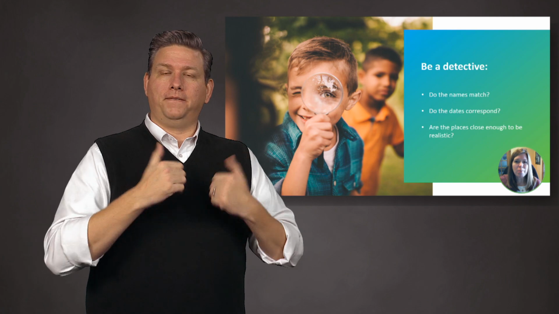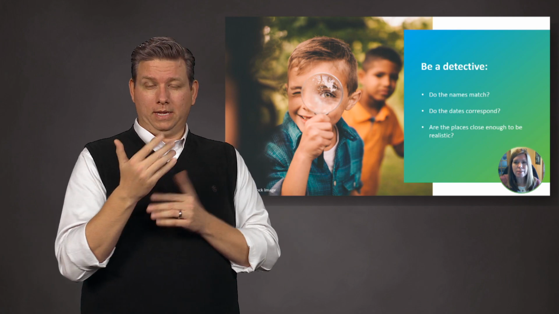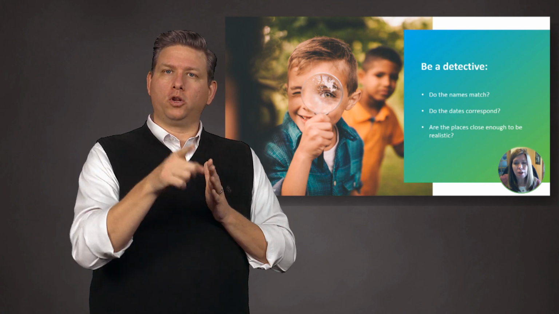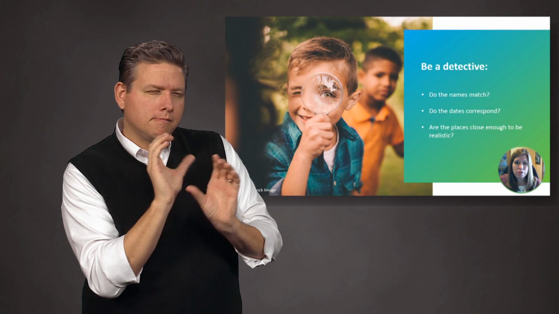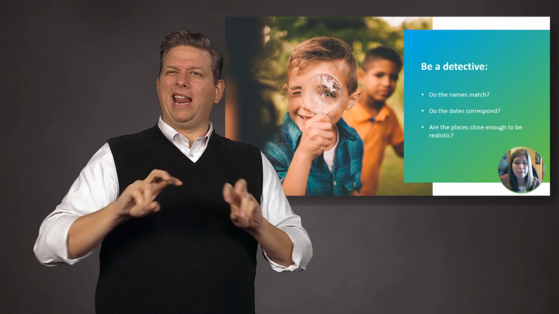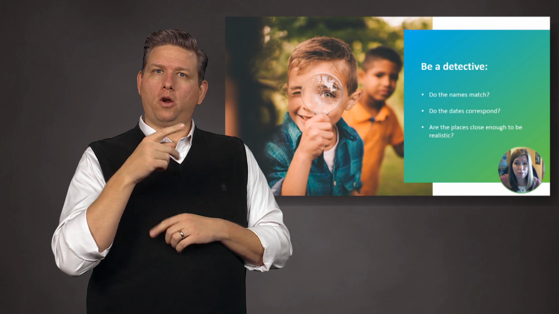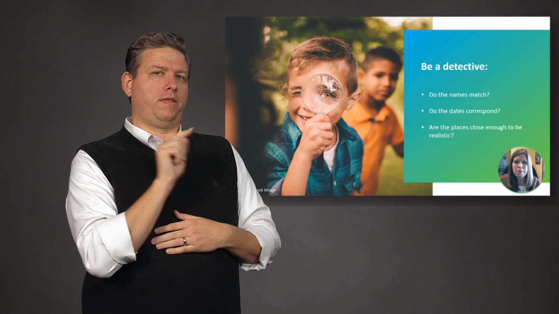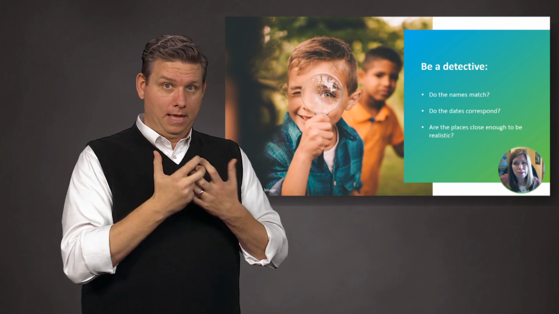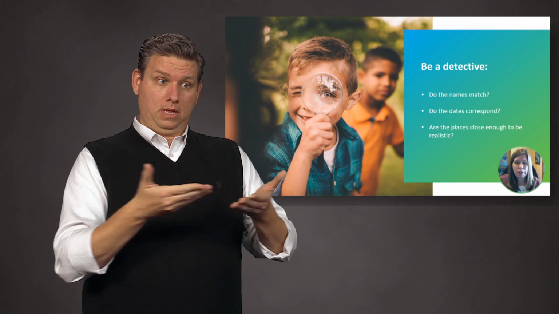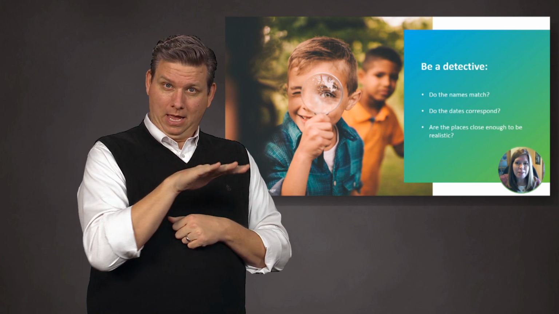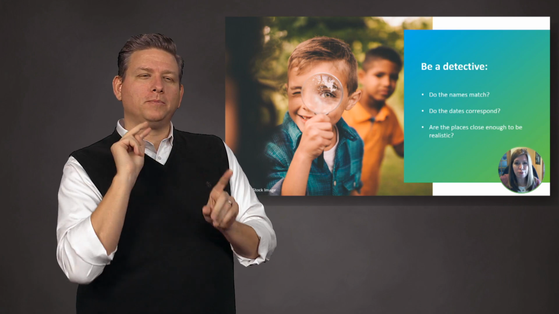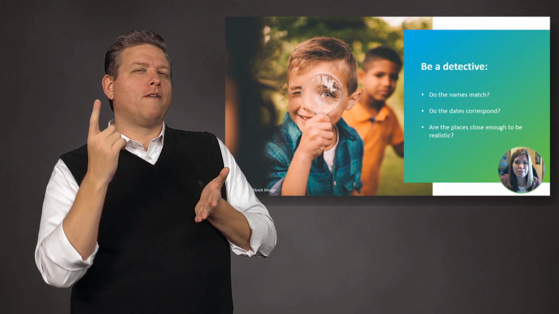Before I jump in and share my 3 easy ways to document your ancestors' lives, I want to emphasize that this process will require you to be a detective. You will need to be able to analyze the records you will be attaching to your ancestors' profiles and determine whether the information about the person in the record matches known information about your ancestor. Do the names match? Do the dates correspond? Are the places close enough to be realistic? I hope you will find that this can be a fun process as you approach it through the lens of an investigator working to provide proof of someone's true identity.